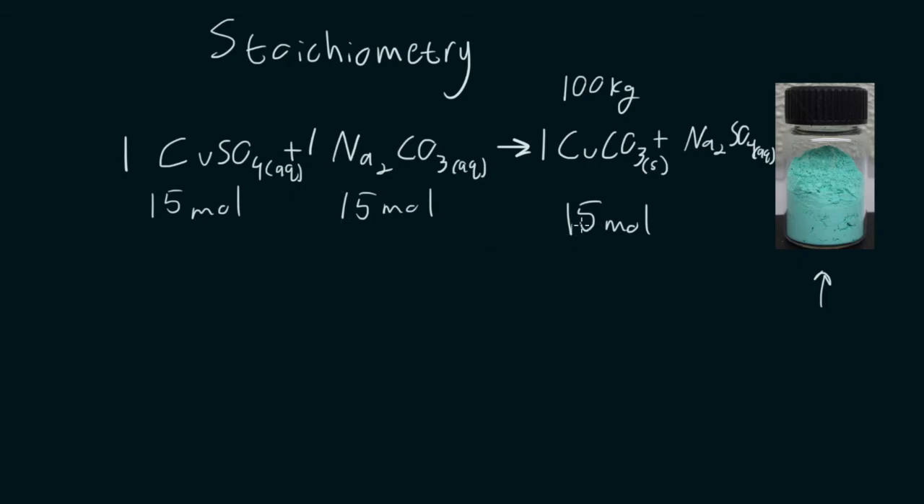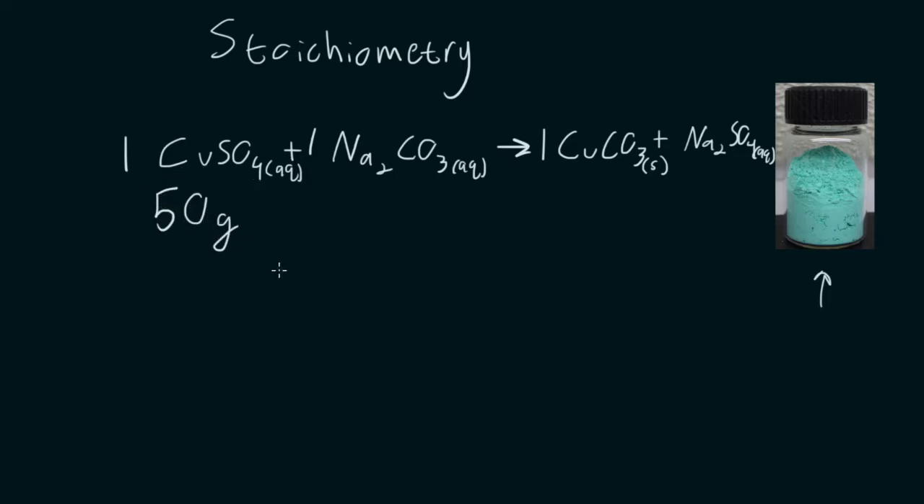So let's try putting this into practice. This is the idea behind stoichiometry, being able to figure out by weighing one substance how much of another substance I am going to get. So let's just say, for the sake of argument, I have 50 grams of copper sulfate. How many grams of CuCO3 am I going to get out of this? I need to figure out first, how many moles of copper sulfate is that? So let's figure that out.